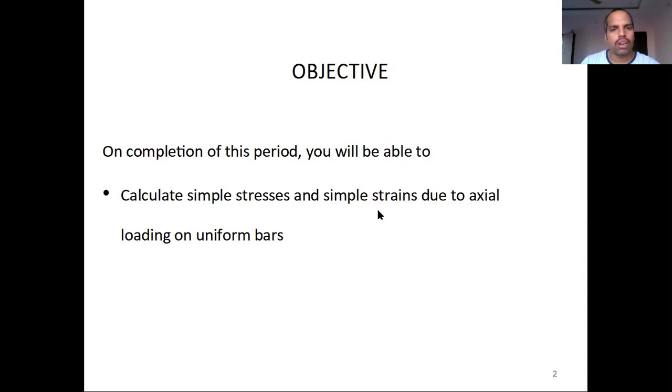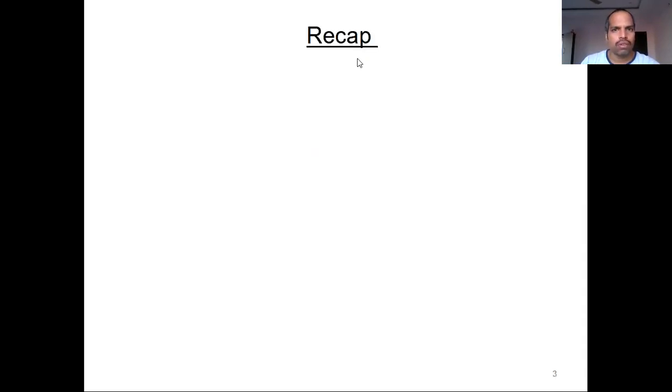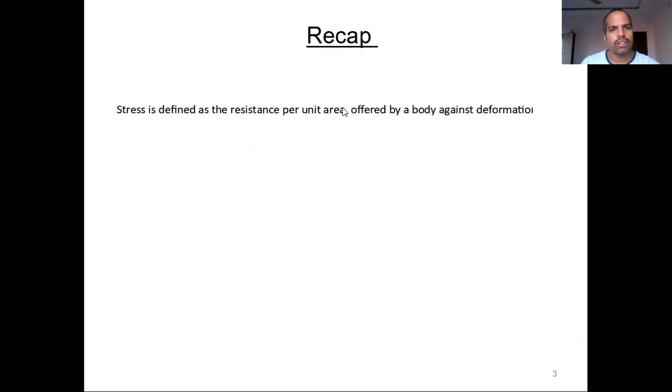Up to the last class, we have discussed the previous lessons, that is, what is stress, what is strain, right? So we have discussed stress, strain, and how to calculate the deformations. And we have also seen the stress strain curve for the mild steel specimen. So we have discussed in an elaborate way, right? So what is stress? Stress is defined as the resistance per unit area offered by the body against the deformation. Right? It is expressed in Newton per mm square or kilonewton per meter square or like that.